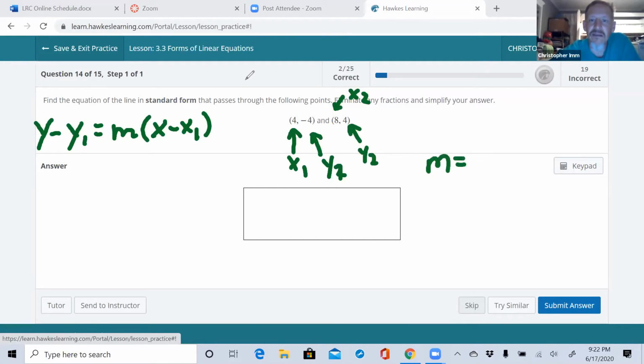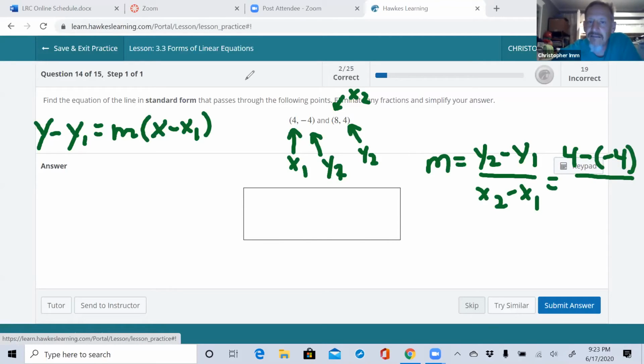I'll have m is equal to y2 minus y1, the change in y, so the rise, over the change in x. And just be consistent here. Okay, when I plug in y2, I have 4 minus y1, which is a negative 4. That's going to be 8. And x2, be consistent, so I use my second x minus my x1, which is 4. And that would give me my slope is 8 over 4, or 2.